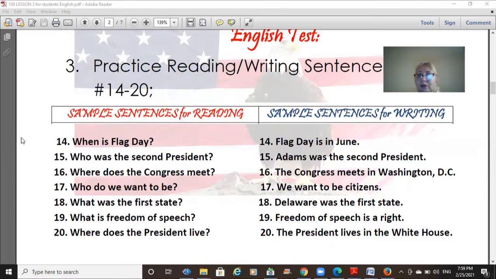You will be reading sentences on the screen and you will be writing them also on the screen using a special pen which is called stylus.